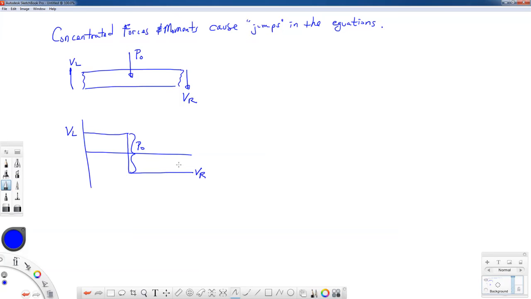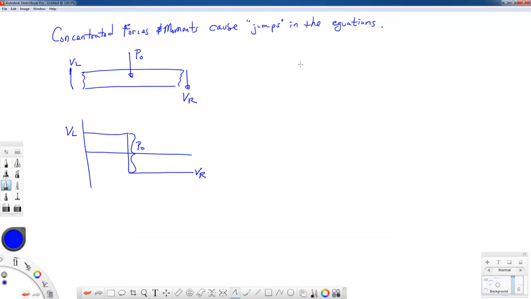Now it's pretty easy if you have a concentrated force because your shear force diagram just goes in the direction of that applied load. If my applied load is directed upward, I have an increase in my internal shear in my beam as I travel from the left to the right. A little bit harder sometimes to remember what happens is if we have a concentrated moment applied to our beam.